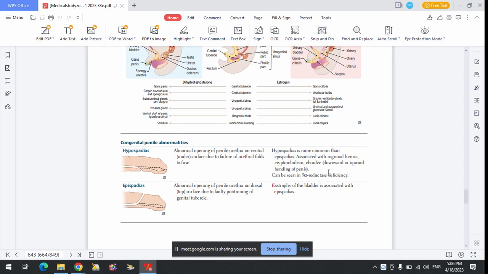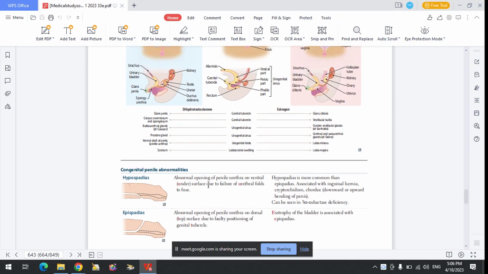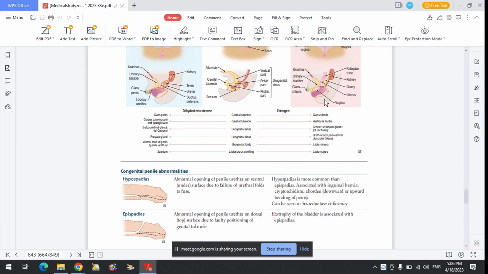Then chordee, which is downward or upward bending of the penis, is also associated. Then epispadias, like I said, the opening of the urethra is on the dorsal surface. Because it's a problem of the genital tubercle, which is an upward structure, and the bladder too is very close to that area, it can be associated with exstrophy of the bladder.